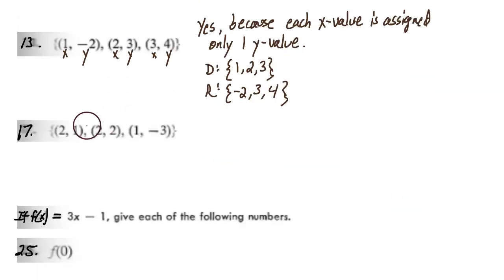Number 17, when x is 2, y is 1. But later on, when x is 2, y is 2. There are two different y values assigned to the x value of 2. That's not a function when that happens.